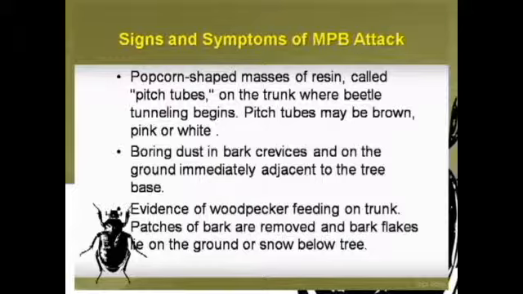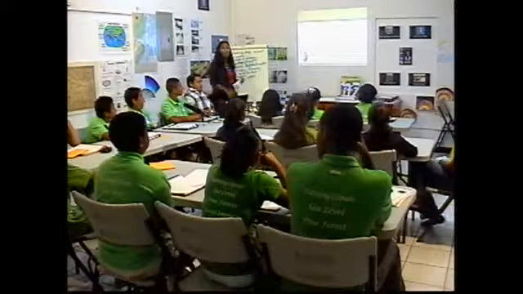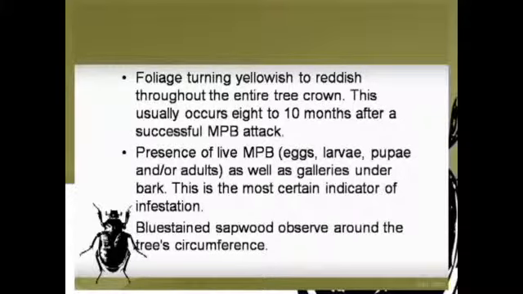Evidence of woodpecker feeding on the trunk, I mentioned that. Patches of bark being removed, the tree itself will just start to break down slowly. And bark flakes lie on the ground or snow below the tree. The foliage turning yellowish to reddish throughout the entire tree crown. The leaves will change color. This usually occurs 8 to 10 months after a successful MPB attack.